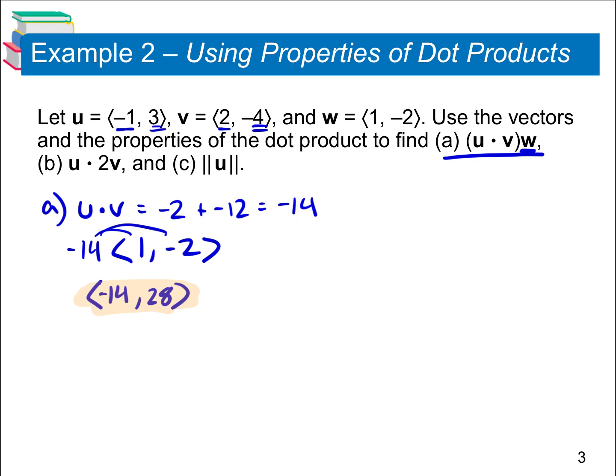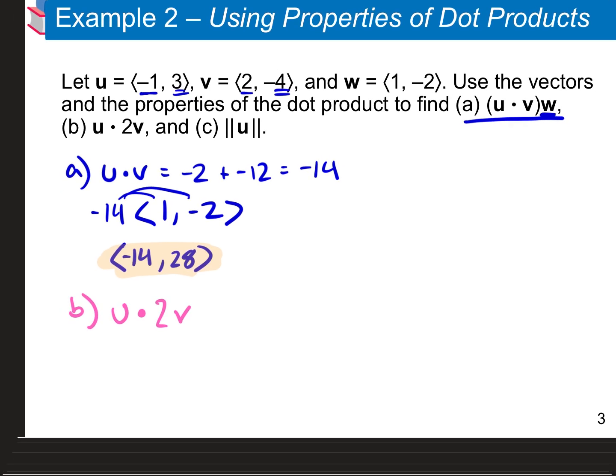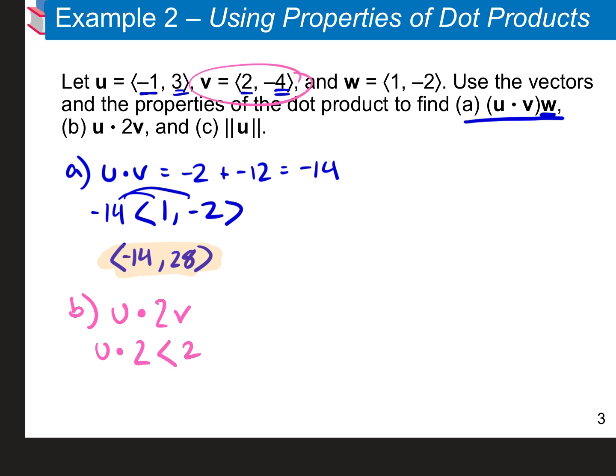All right, let's look at B. So I have u and the dot product of 2 times v. So what do you think I would have to do first here? I got to distribute the 2 to v. So I'm taking the dot product of u, whatever 2 times vector v is. So that would be 2 times 2, negative 4. So we distribute. So we would get 4, negative 8.